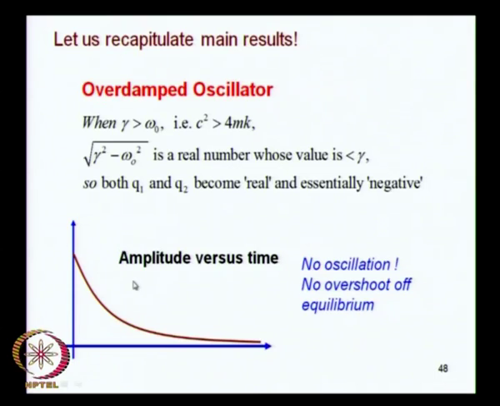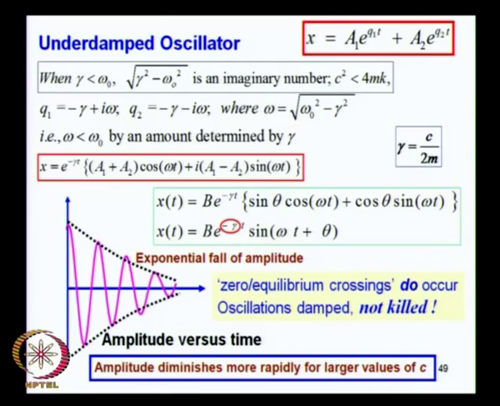So, the amplitude versus time function, there will be no overshoot of the equilibrium. You can have this case of underdamped oscillation, as we have seen. This is the underdamped oscillation in which the amplitude diminishes. This is the earlier case that we have discussed, and we have also seen that with no damping at all, you do not have any decay.